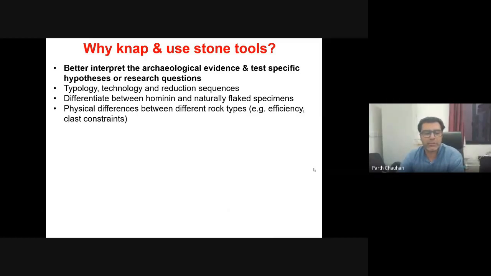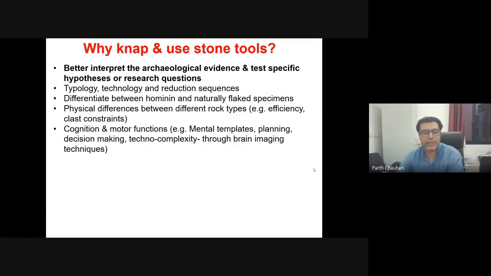Then we can also see the physical differences between different rocks, for efficiency, for constraints, and other properties. For example, what is the difference between basalt and quartzite, or between quartzite and granite? How does that affect tool typology and tool efficiency? Then we can understand things about cognition and motor functions, including mental templates, planning, techno-complexity. We can use different techniques for this, like brain imaging, for example.